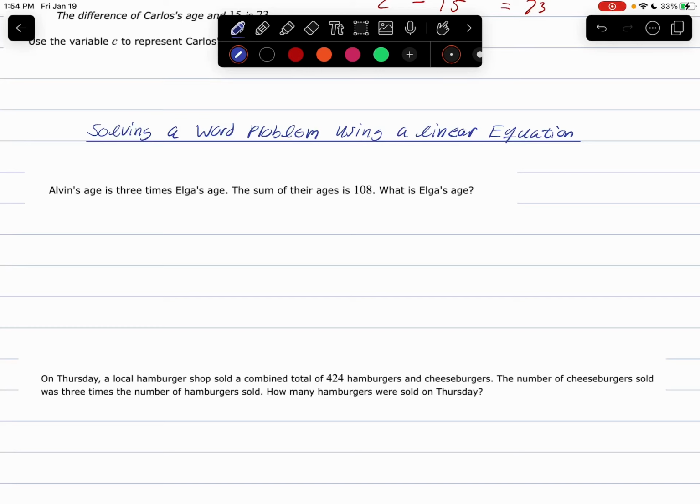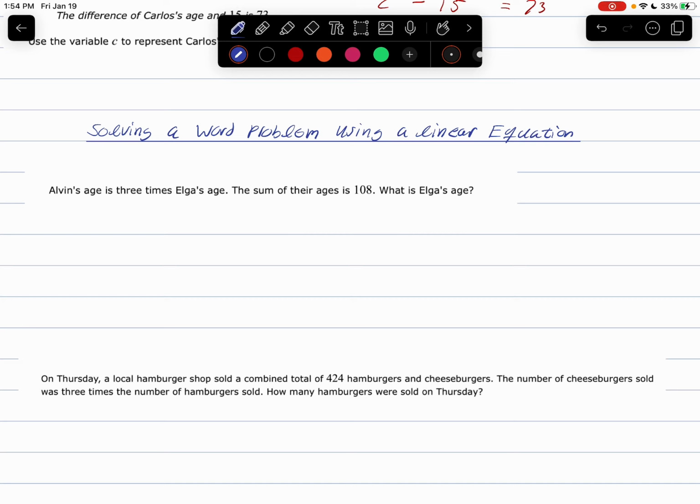All right, so let's now look at solving a word problem using a linear equation. We're going to take the knowledge we looked at in the last video about expressions and equations from real world situations, and see if we can solve some more complicated word problems. All right, so let's take a look at this first one.